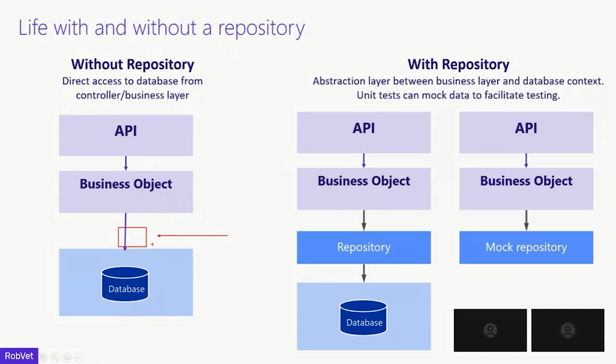So the business object does not know the data store. It knows to get data from the repository. You'll see that right here. My API talks to the business object. The business object needs data. It talks to the repository. The repository has plugged into it the exact data store we're going to use here.